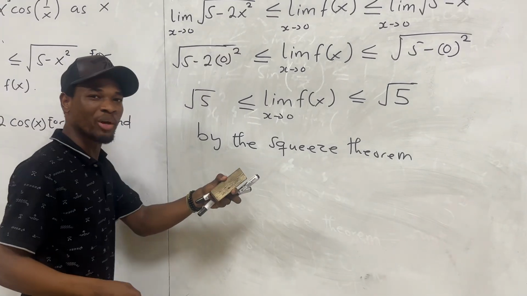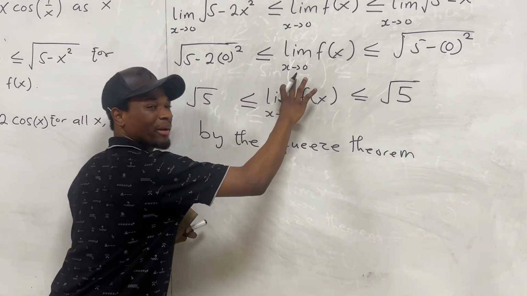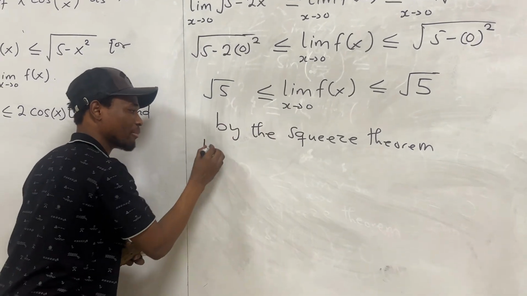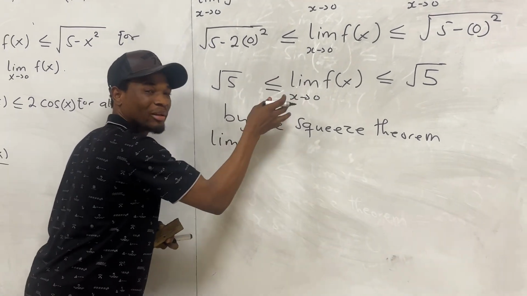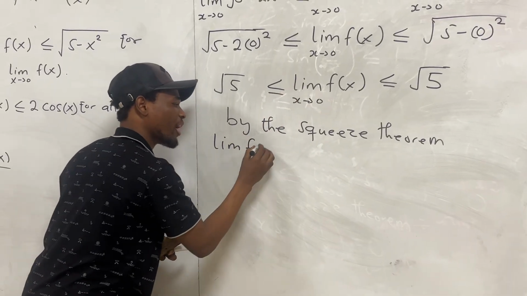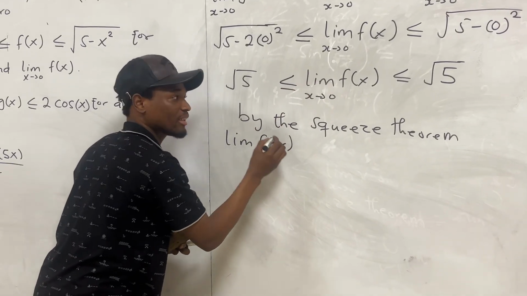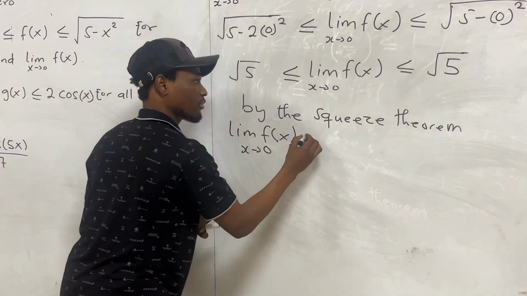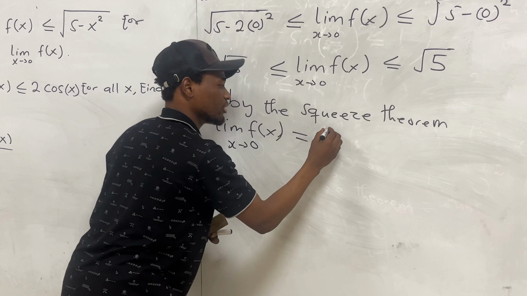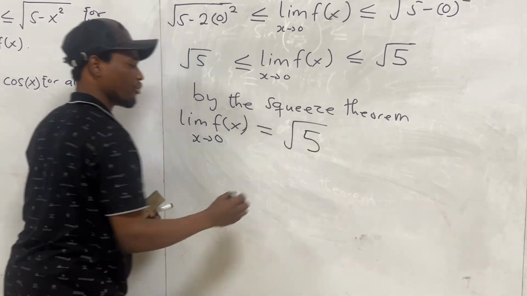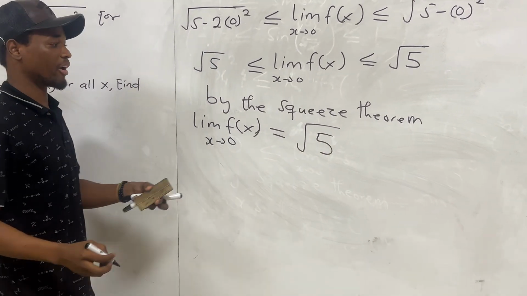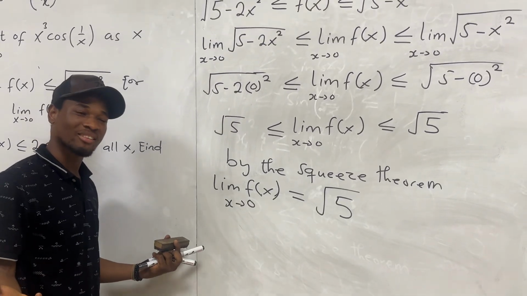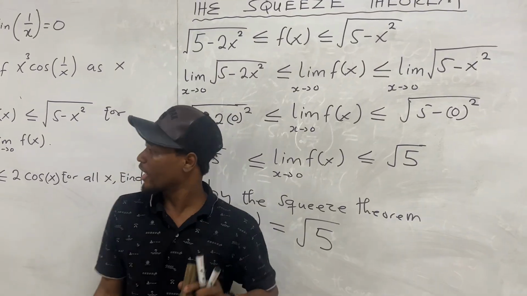So by the squeeze theorem, the middle function is our interest. We have the limit of the middle function, which is the limit of f of x as x approaches 0, is equal to what? Is equal to square root of what? Of 5. As simple as that. Let's consider this.